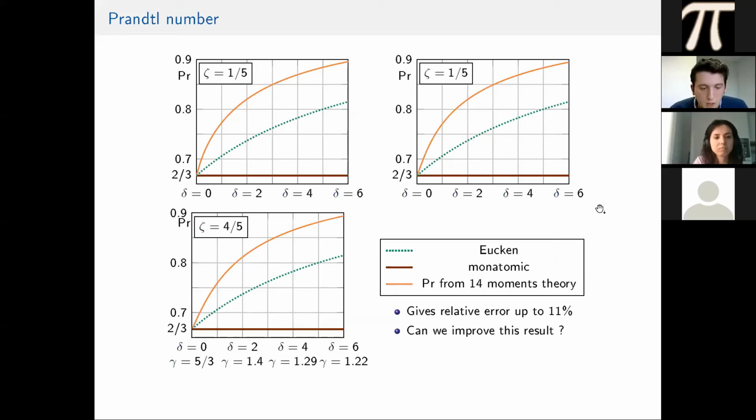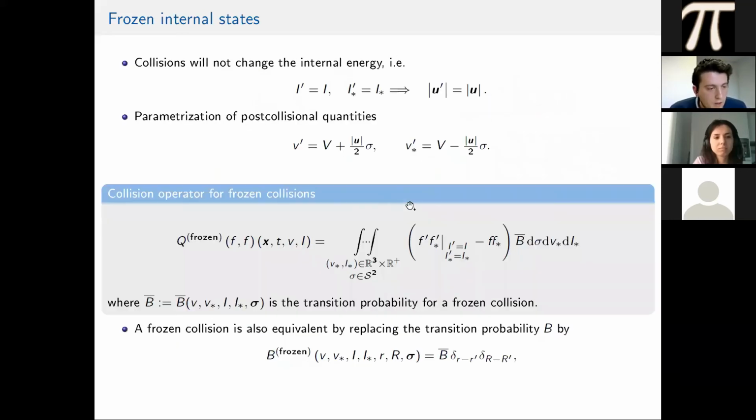So this is good if you're satisfied with this arrow. This is fine, but the question is, can we prove this? And the answer is yes, but we need to adjust our cross section a little bit. Speaking of that, we introduce the collision in which internal energy will not change. So this is our collision where internal energy is fixed, and in such a collision, your relative velocity also remains the same, and the parameterization is basically the same as in the monatomic case.